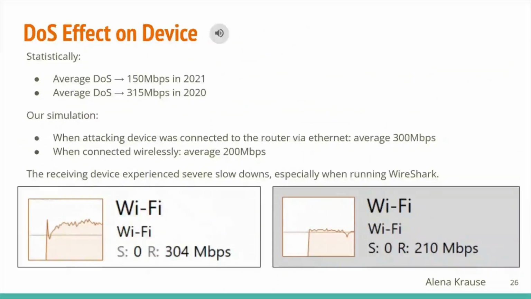Here we can see a breakdown of how the DOS attack affected the receiving device. In our simulation, when the attacking device was connected directly to the router via Ethernet, the receiving device experienced an average reception speed of 300 megabits per second. When connected wirelessly to the router, this number reduced to 200 megabits per second. Statistically, in 2021, the average DOS transmitted data at a rate of 150 megabits per second. In 2020, that number was 315 megabits per second. Overall, the receiving device experienced severe slowdowns, specifically when using Wireshark.